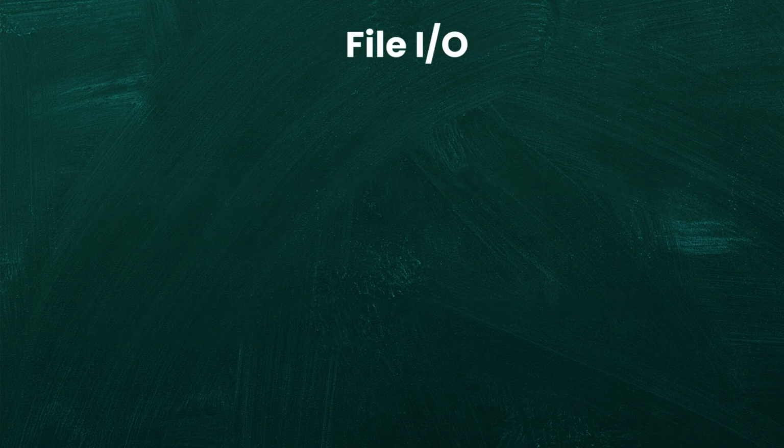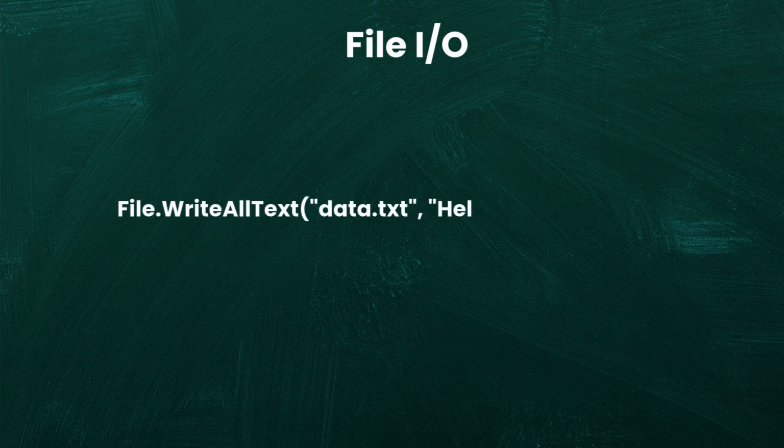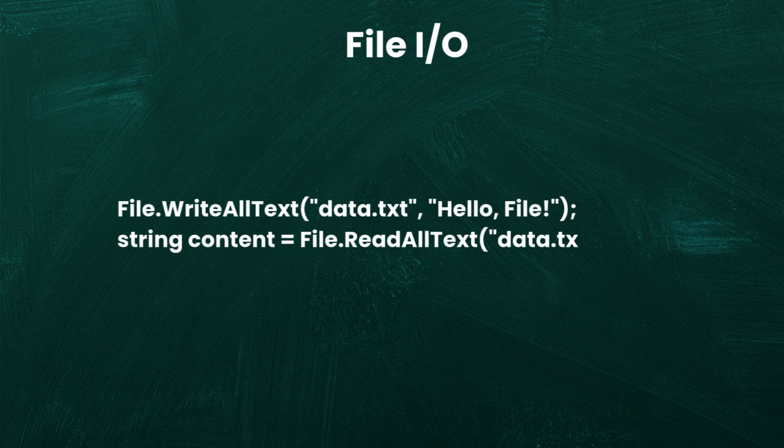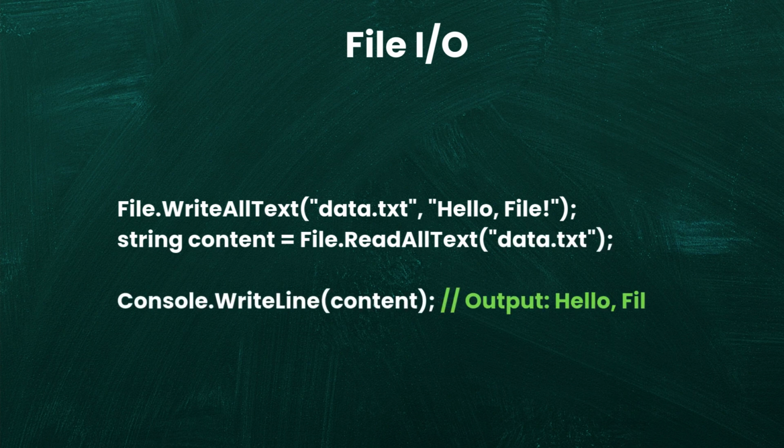Let's wrap up with File I/O, which stands for File Input and Output. File I/O lets you save and load data from files, so your program can keep information even after it stops running. Here's a basic example of writing to and reading from a file.